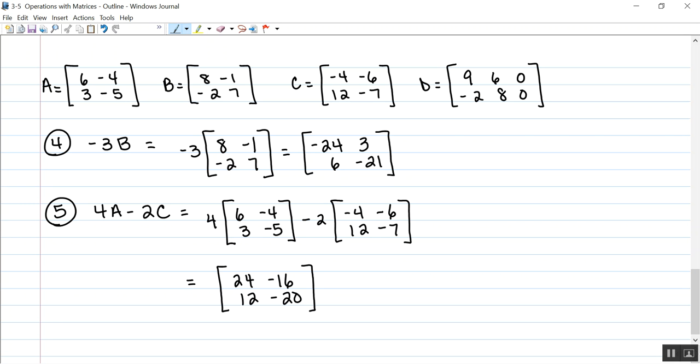And there are a couple ways you could do this. You could either multiply by 2 and then subtract, or I'm going to multiply by negative 2 and add them because I think adding is a little bit easier. So let's multiply each of those by negative 2. And now just add the corresponding elements. It's going to give me 32, negative 4, negative 12, and negative 6.